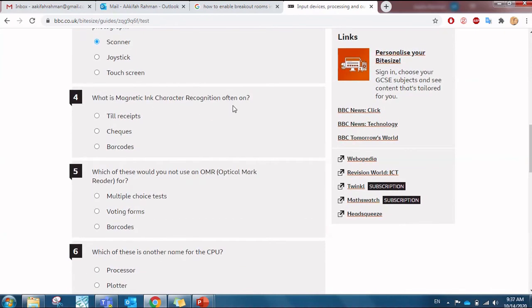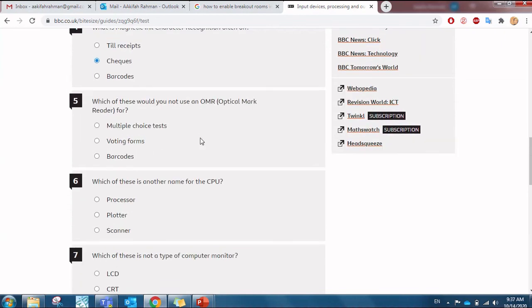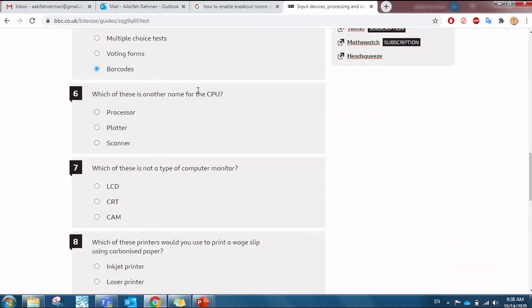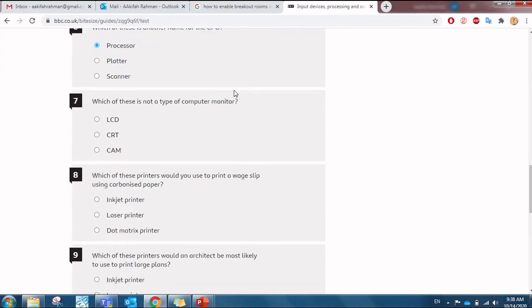What is MICR? Magnetic ink character recognition. MICR, you know, is the one on checks, the bottom of checks. Which of these would you not use an OMR? Optical mark reader. Optical mark reader is the one used for multiple choice exams and voting, so we don't need it for barcodes. Which of these is another name for CPU? CPU is also called your processor because CPU stands for Central Processing Unit.